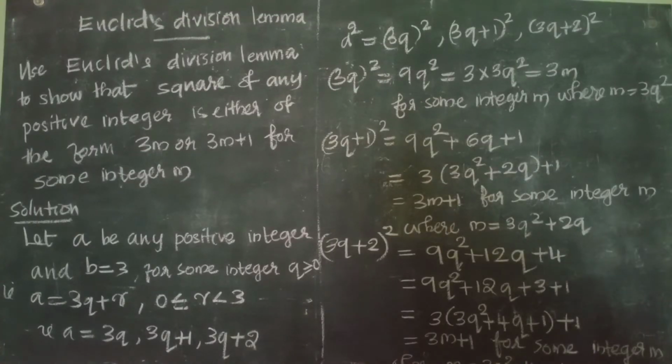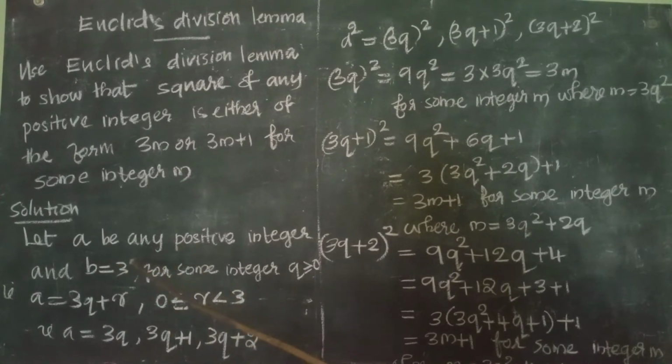Next question is: use Euclid's division lemma to show that the square of any positive integer is either of the form 3m or 3m plus 1 for some integer m. Solution. Let us apply Euclid's division lemma. Let a be any positive integer and b equal to 3, for some integer q greater than or equal to 0, that is a equal to 3q plus r, 0 less than or equal to r less than 3.